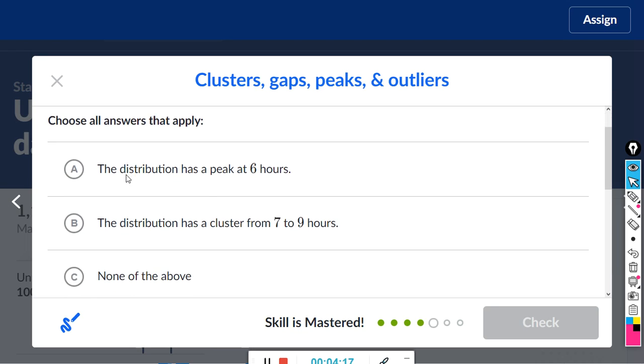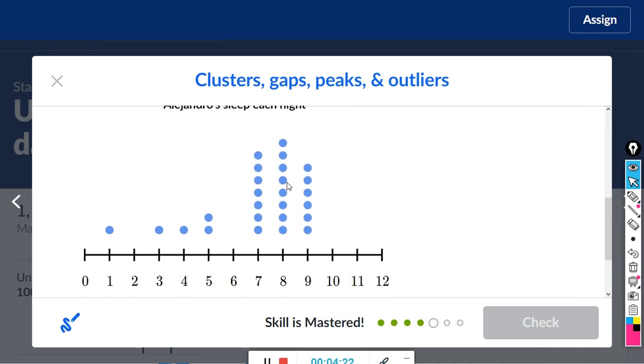Check all answers that apply. The distribution has a peak at 6 hours. A peak would mean that it has more points than any of the other numbers. If there were a peak here at 6 hours, these dots would be higher than all the other ones. A peak would be the maximum number of dots for one number, but we can clearly see that's not the case. So there's no peak at 6.